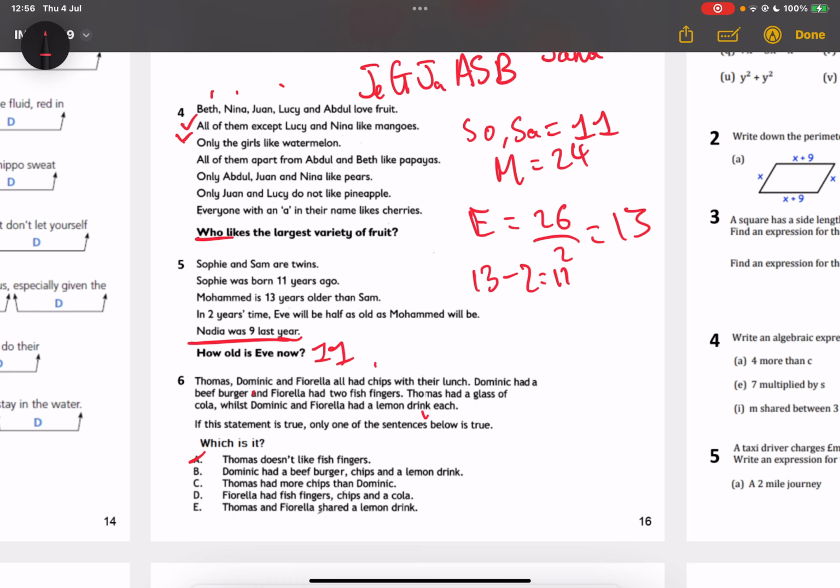And then C, well, we're just going to check now. Thomas had more chips than, well, we don't know that. Fiorella had fish fingers, chips, and cola. Well, Fiorella had chips. Fiorella had fish fingers. But she didn't have cola. Thomas had cola, and Dominic and Fiorella had lemon drink, so no. And Thomas and Fiorella shared it. No, they had a lemon drink each. So that leaves us with B. So 6 is B.